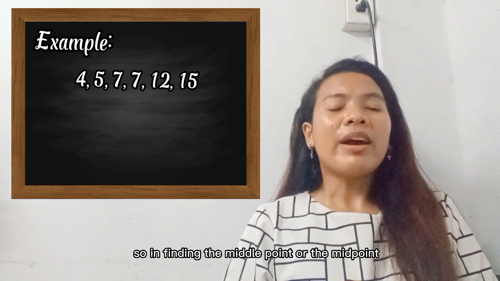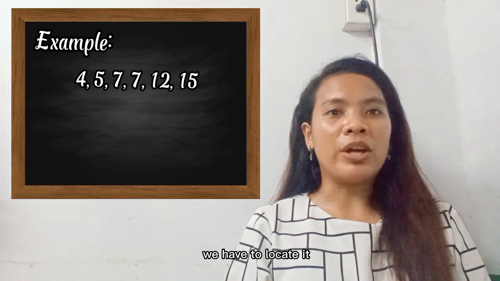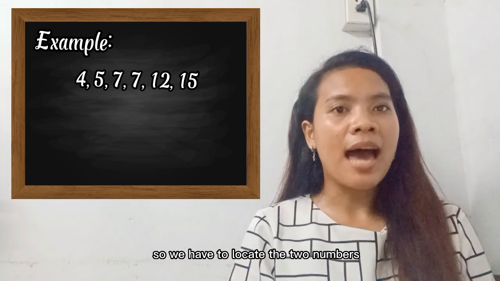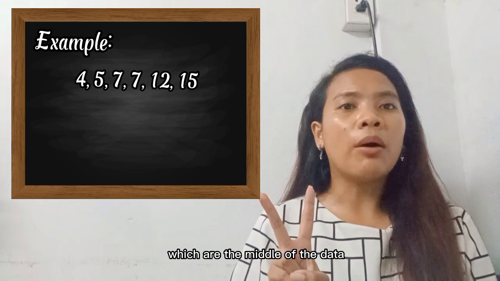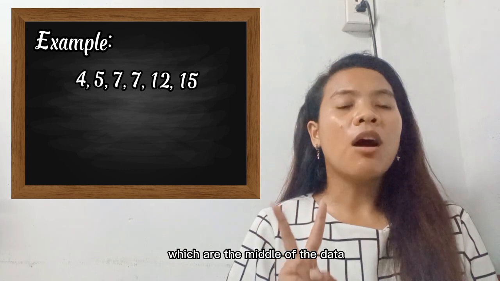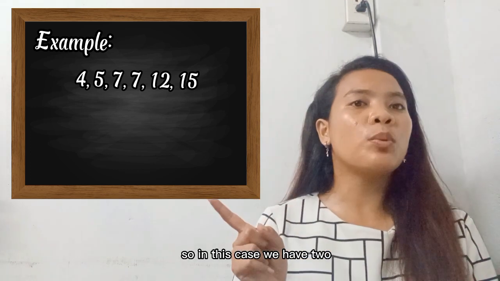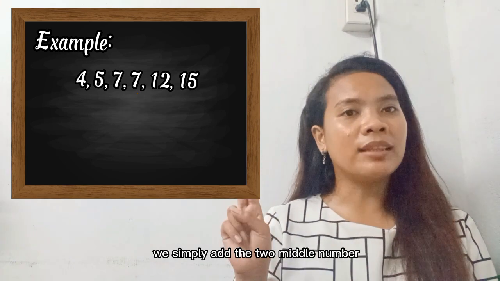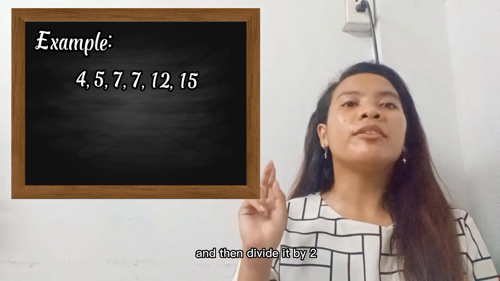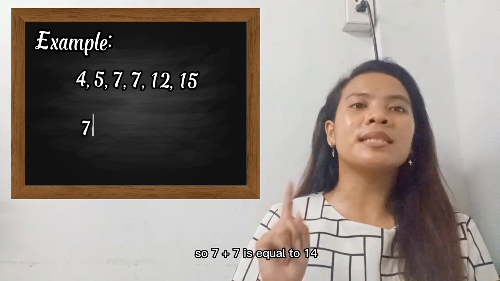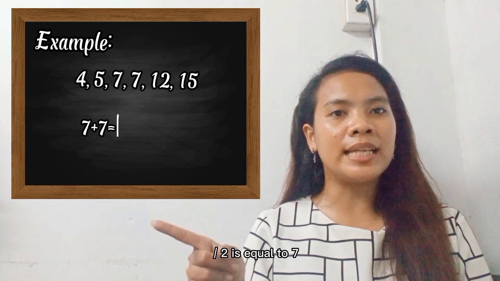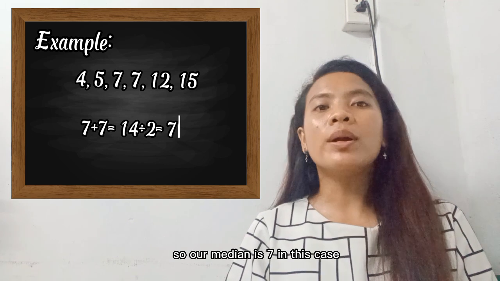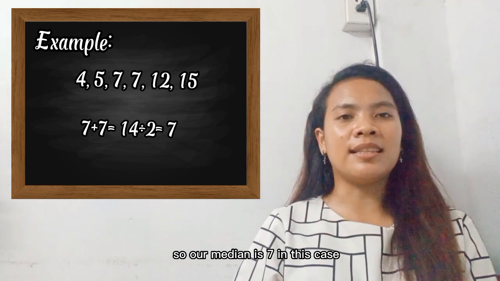So in finding the midpoint, we have to locate it. In this case, we have an even data set. So we have to locate the two numbers which are the middle of the data. In this case, we have 7, 7. To find the median, we simply add the two middle numbers and then divide by 2. So 7 plus 7 is equal to 14, divided by 2 is equal to 7. So our median is 7 in this case.